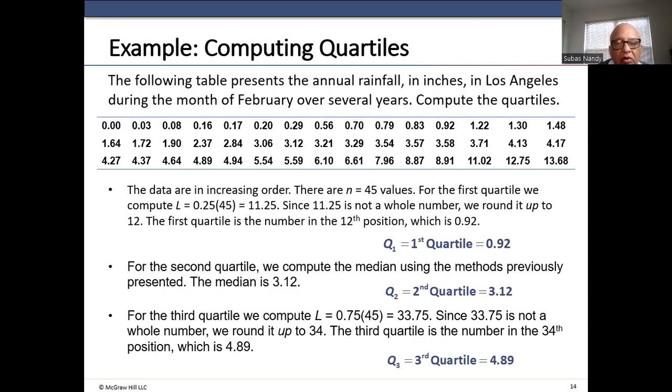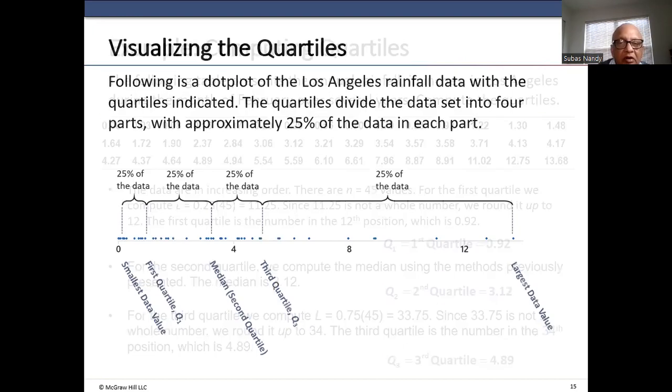Scrolling down, Q1 is the first quartile, in this case 0.92. That means 25% of the numbers are below 0.92 and 75% above it. Median Q2 is 3.12, and all this information you get by scrolling down. 50% of the numbers are below 3.12, 50% above 3.12. And third quartile is 4.89. That means 75% of the numbers are below 4.89, 25% above it.